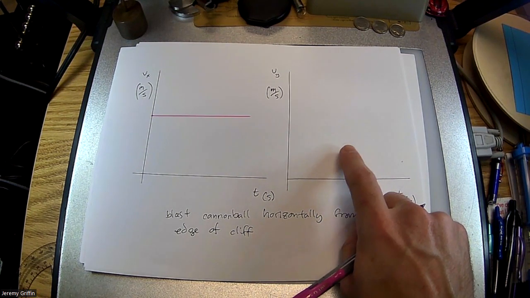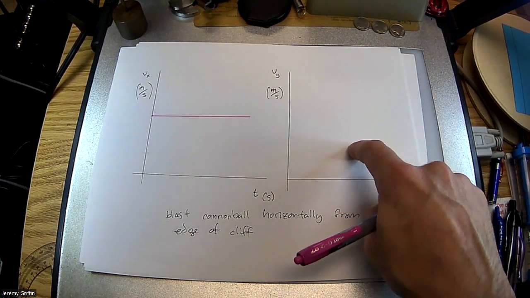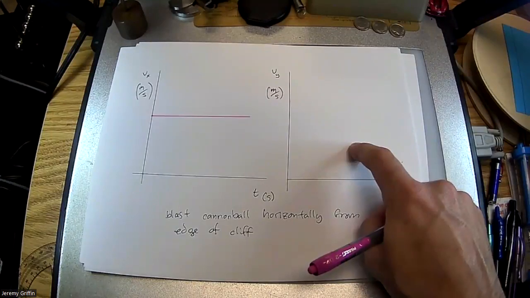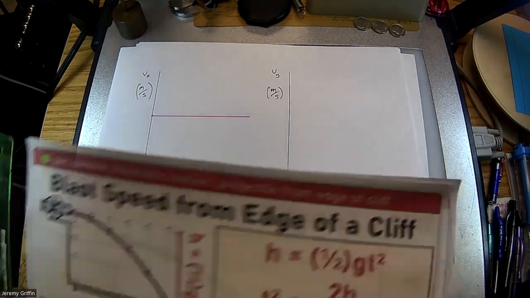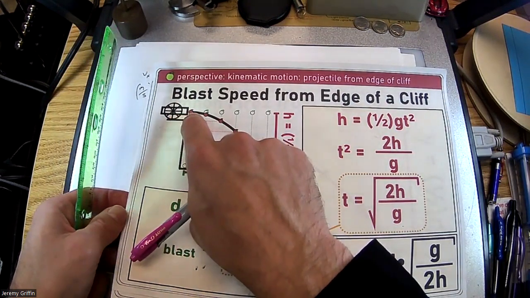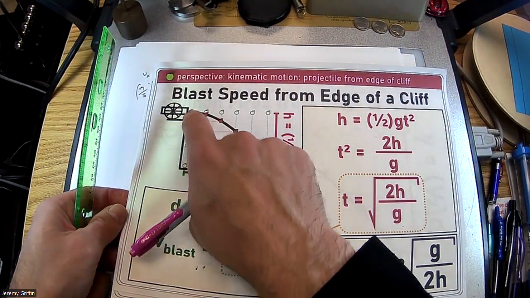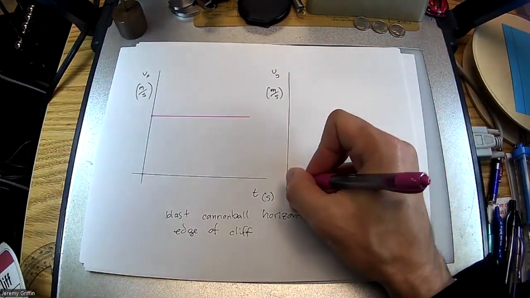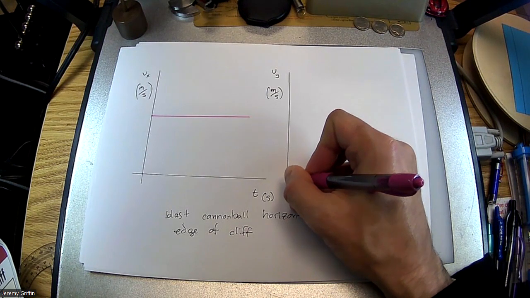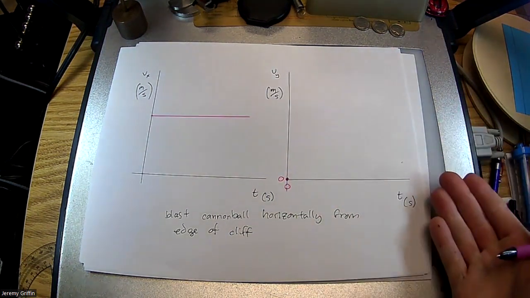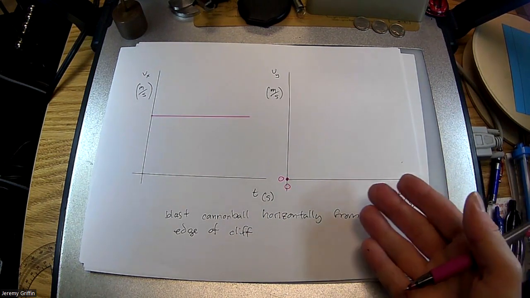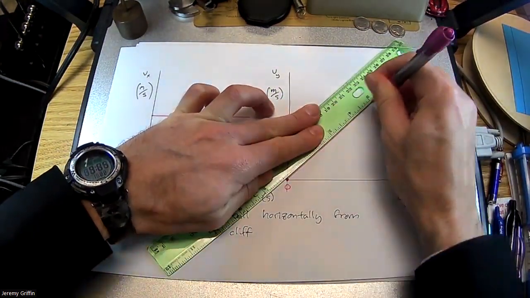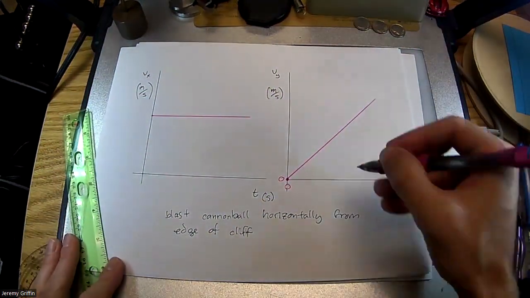Who feels pretty confident about what this v sub y versus t should look like? So here, when the cannonball was leaving the cannon barrel, how fast is it going strictly up and down right at the moment it's leaving? 0 meters per second. So at time 0, it's going 0 meters per second. 0, 0 is a single point on the graph, right? And then the rest of the graph looks like what shape? Yeah, a straight line, with a constant slope.